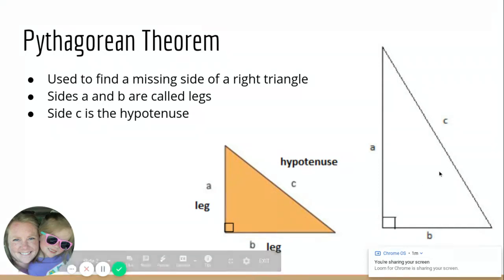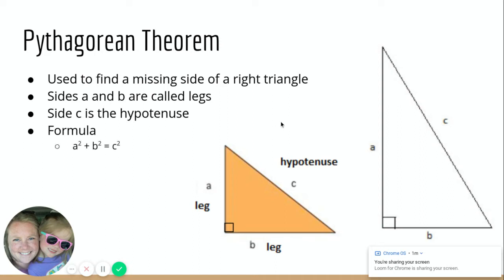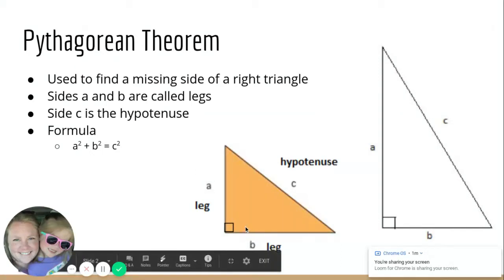The formula that you use with the Pythagorean theorem to find the missing side of a right triangle is a squared plus b squared equals c squared. So you square both of the legs, add them together, and they should equal the hypotenuse right here.